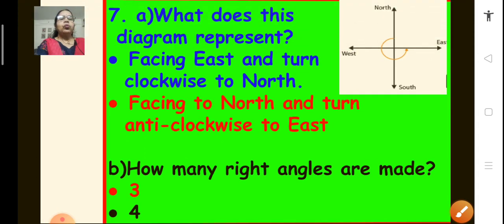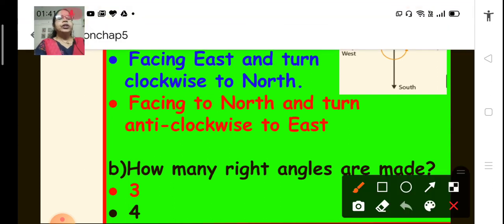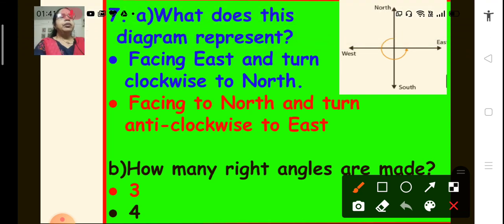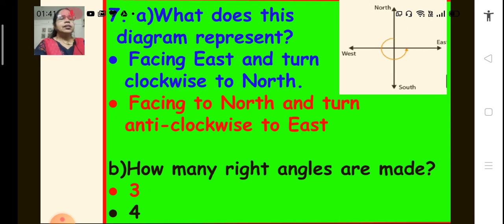Next question, what does this diagram represent? Facing east and turning clockwise to north, or facing north and turning anti-clockwise to east? According to the diagram given here, it is facing north and turning anti-clockwise to face east. So this is right. How many right angles are there? It has turned through how many right angles? 1, 2 and 3. So 3 right angles.